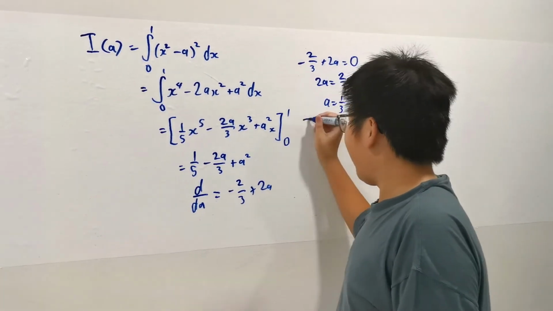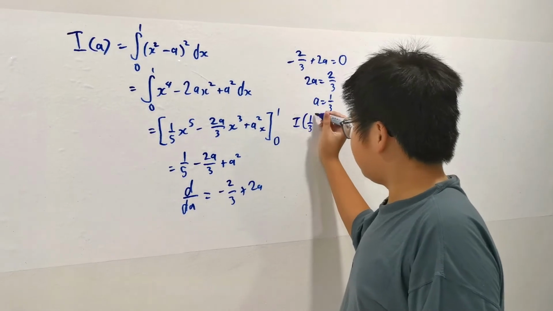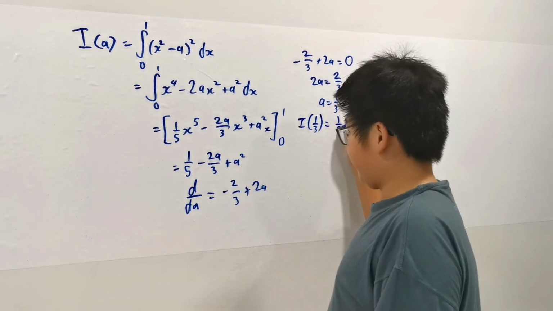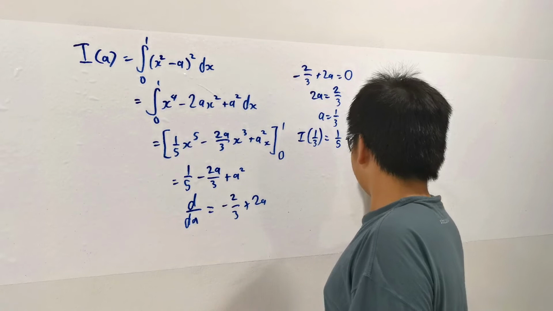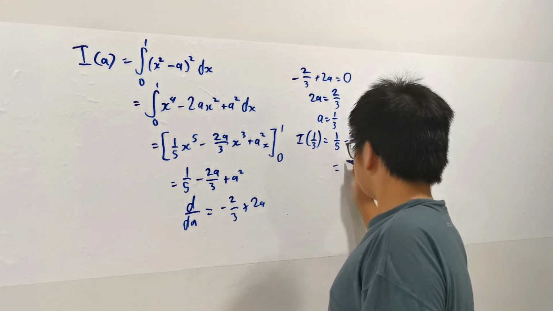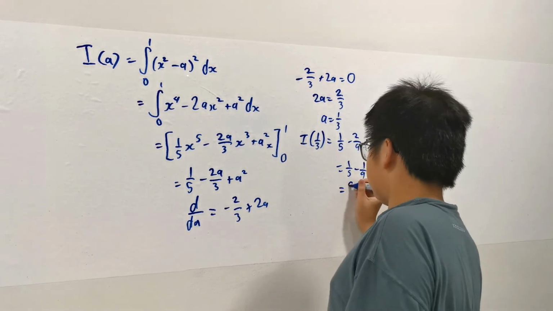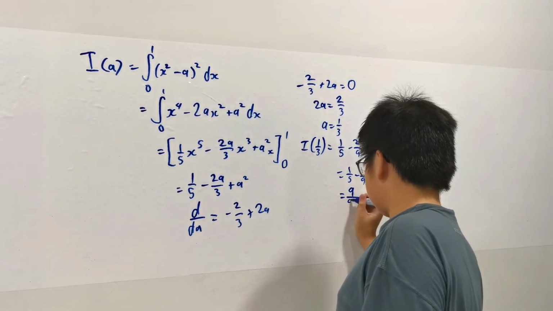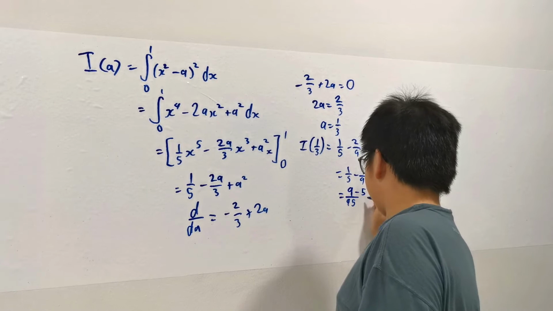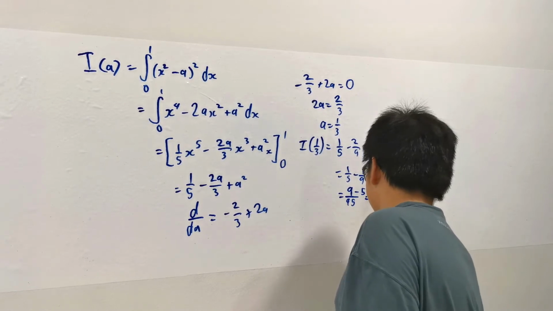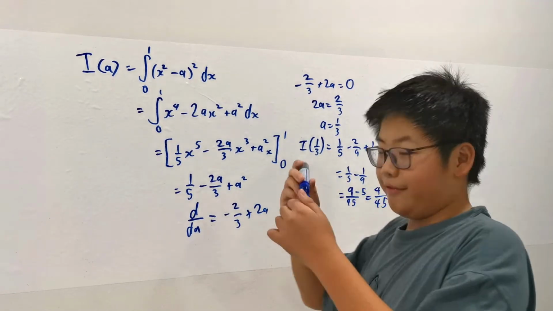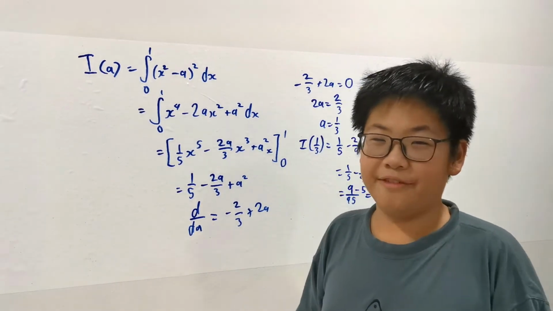Now we can find I(1/3) equals 1/5 minus 2 over 9 plus 1 over 9, which equals 1/5 minus 1 over 9. You know how to cross multiply, you can do this easily. There you have it, 4 over 45.